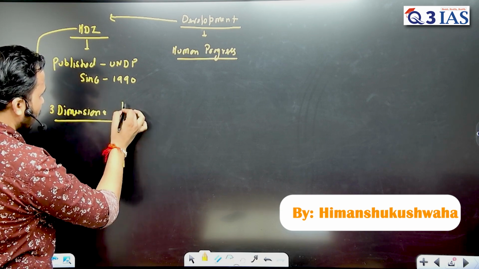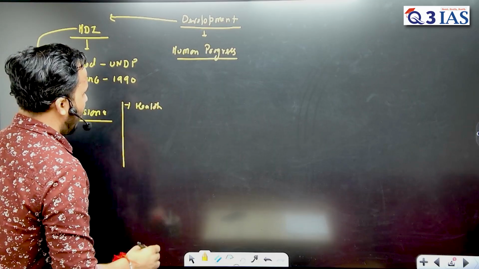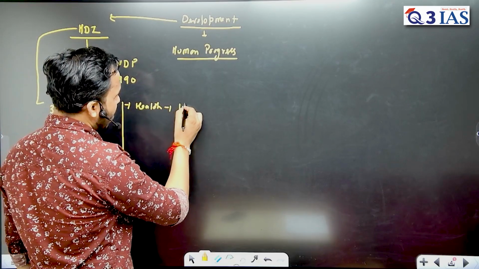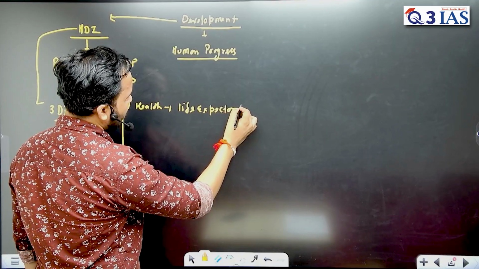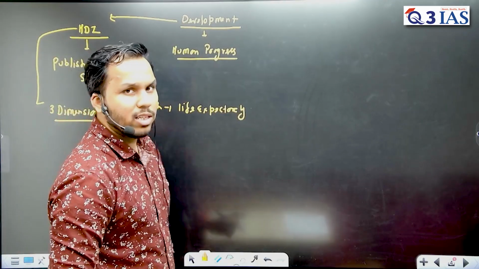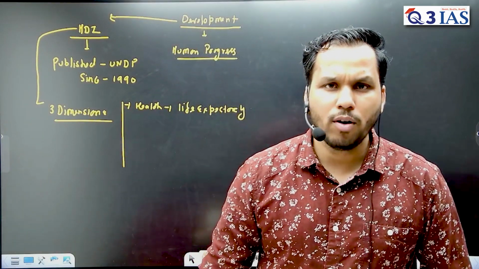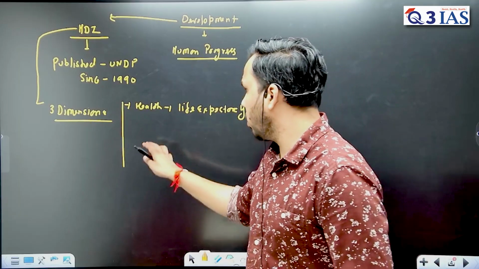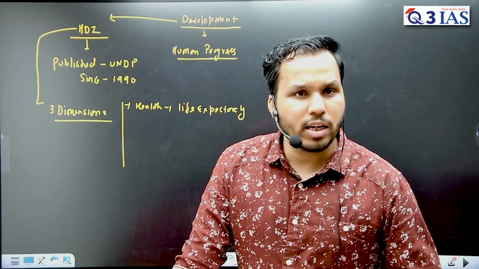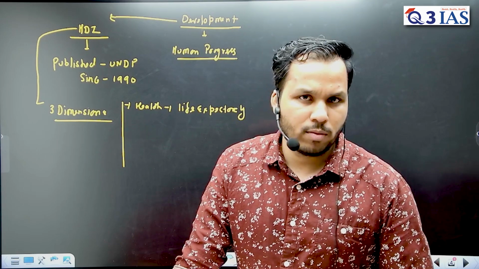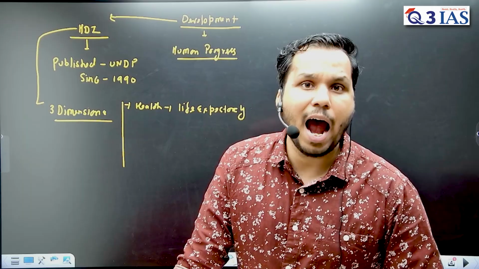First is health, which is best represented by life expectancy. What is the first dimension of HDI? That is health. It means HDI measures the health of the country's population, and that can be measured by its life expectancy at birth.